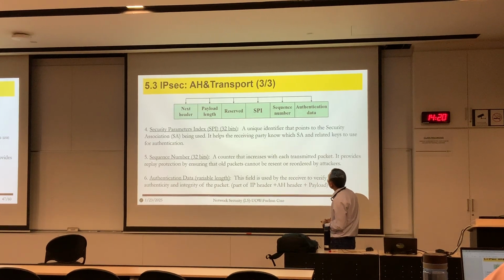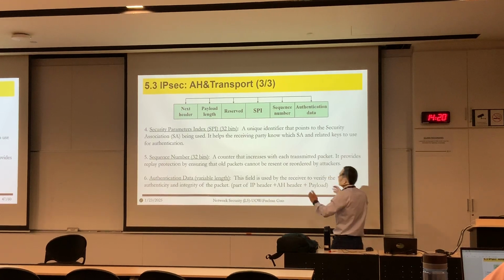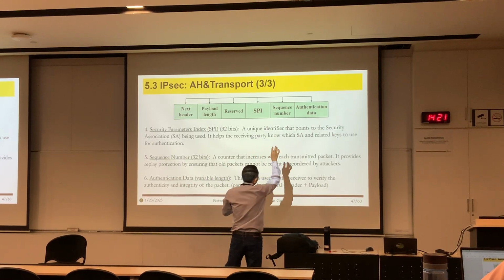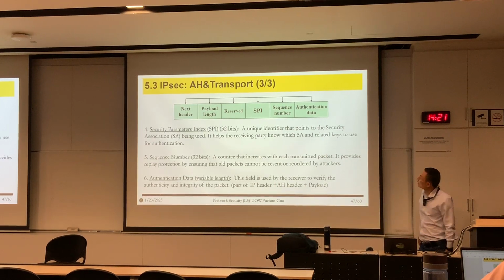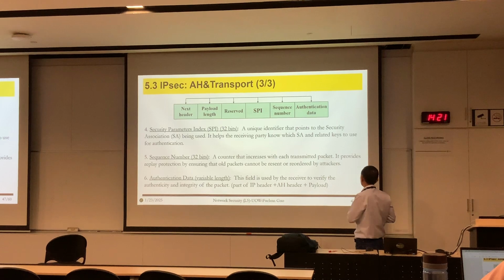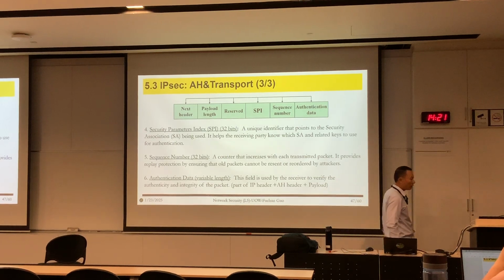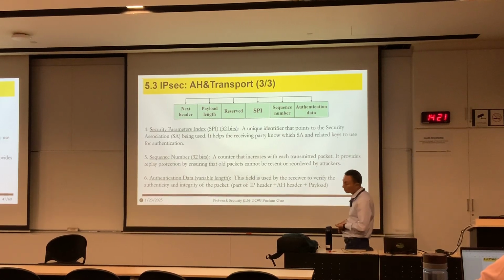And the last one is the authentication data. This field is used by the receiver to verify the authenticity of the data. It means that, for example, the digital signature or the message authentication code will be put here for the verification. Okay, and this is how it looks like in AH plus transport.